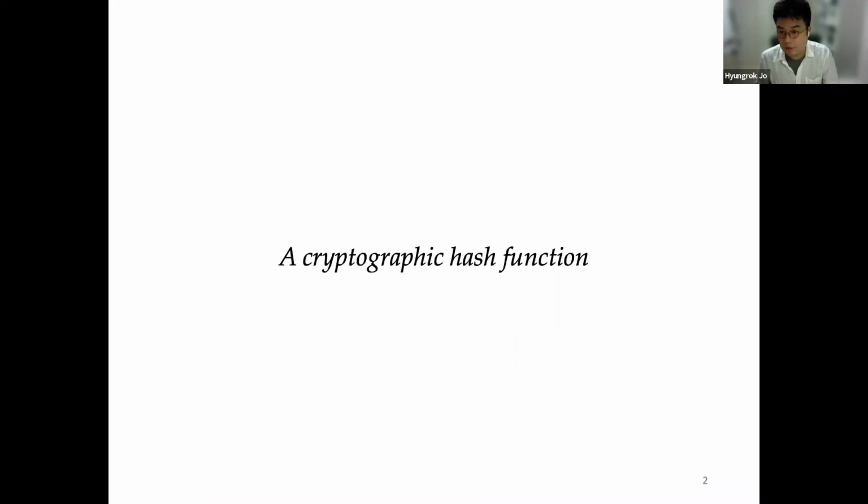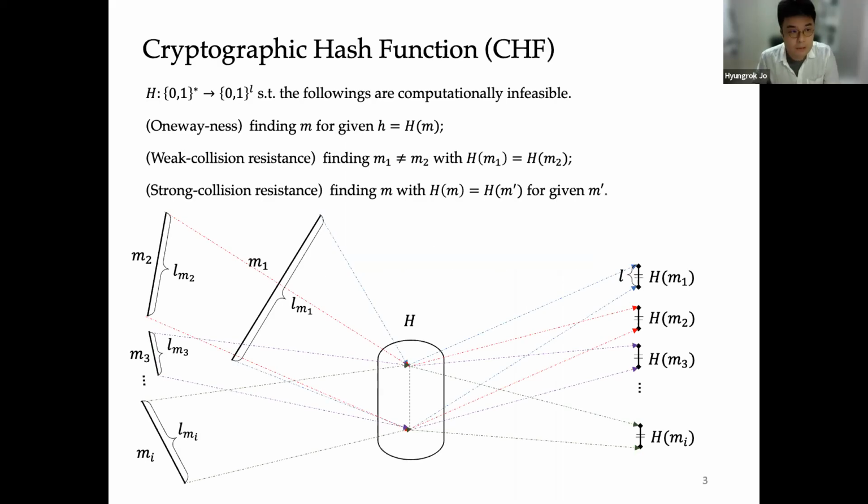For the beginning, we introduce a cryptographic hash function. A cryptographic hash function is a fundamental primitive in a variety of fields in cryptography. A hash function maps a text of arbitrary size to fixed size values. When constructing a hash function, it requires some conditions with computational infeasibility.